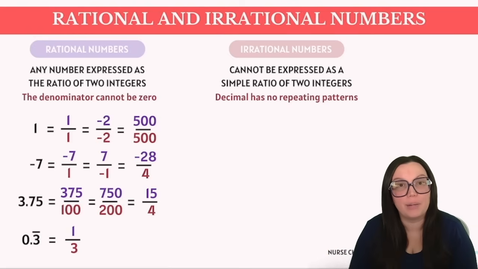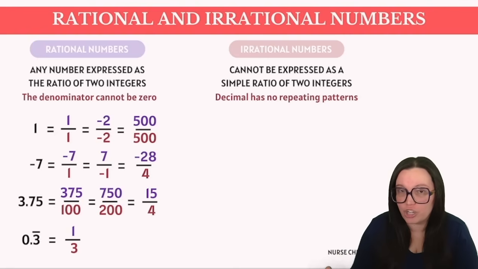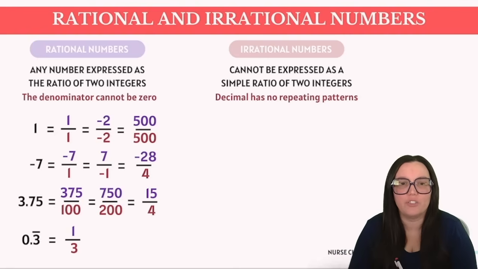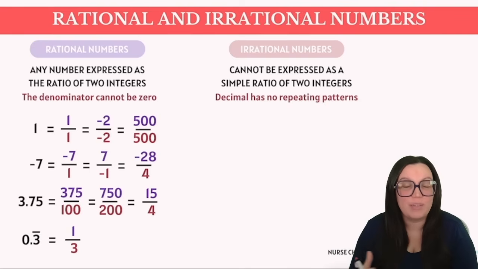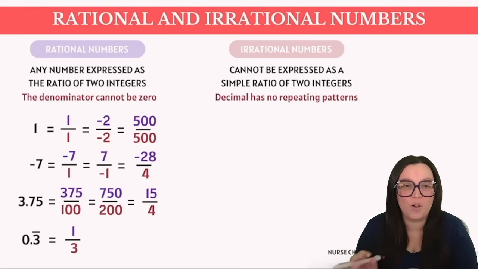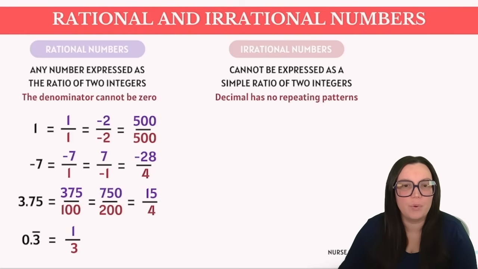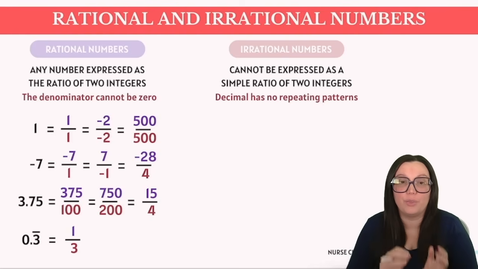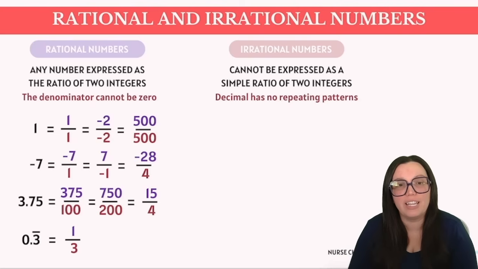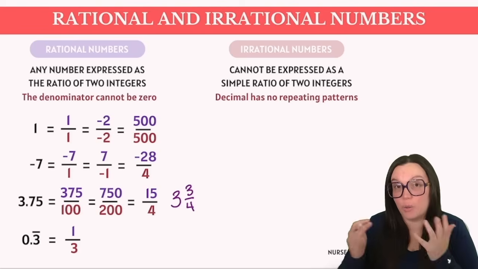So what about numbers that aren't whole integers? Consider, for example, the number 3.75. How can we express this as a ratio of two integers? One way we can do this is to look at 3.75 and convert it to a fraction. That would give us 375 over 100, which is the same thing as 750 over 200. Alternatively, we can understand that 3.75 is 3 3/4, which converted into an improper fraction would give us 15 over 4.